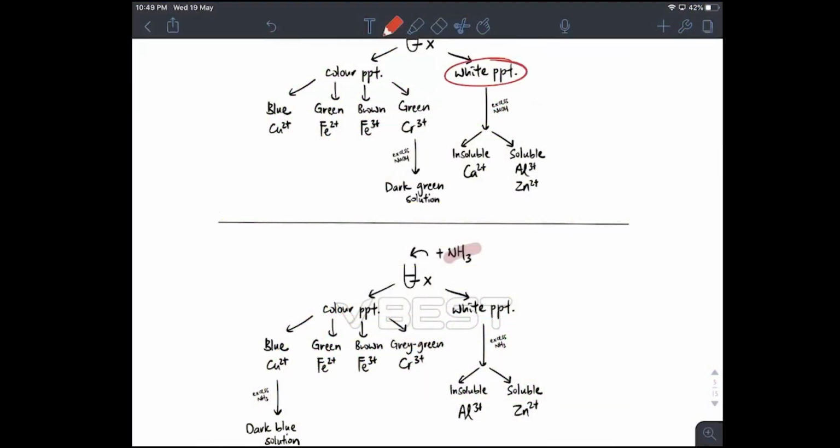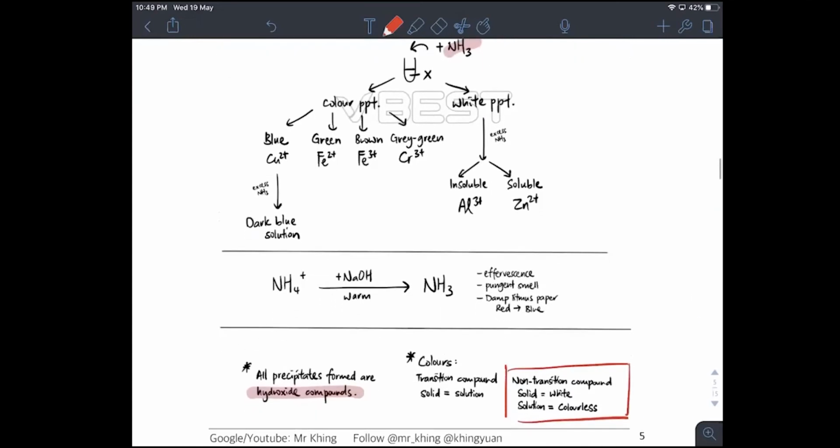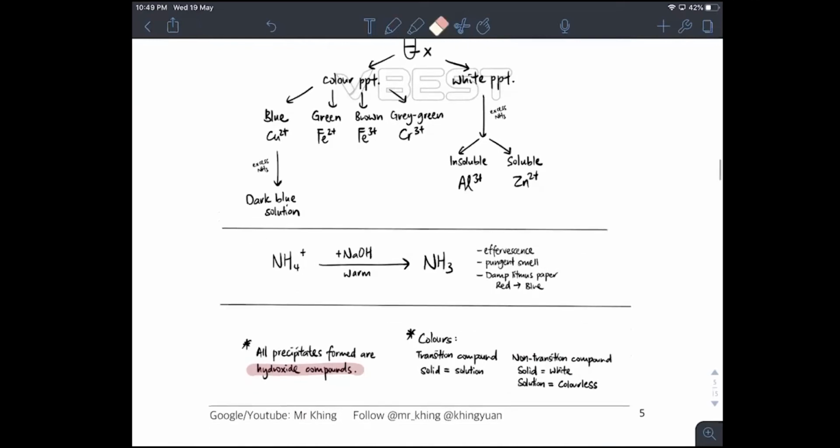Those that form white solids are all non-transition elements. Remember, in the form of solid, they are all white in color. In the form of solution, they are all colorless. Take notes about this. In the exam, it's super popular that they ask you for the appearance. Non-transition metal compounds in the form of solid are all white in color. In the form of solution, they are all colorless.